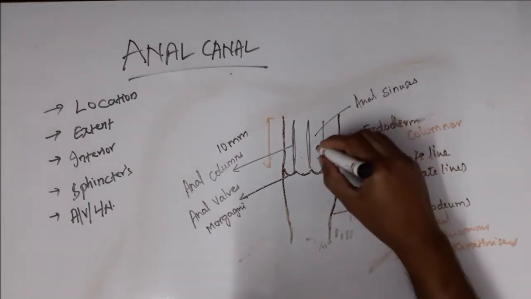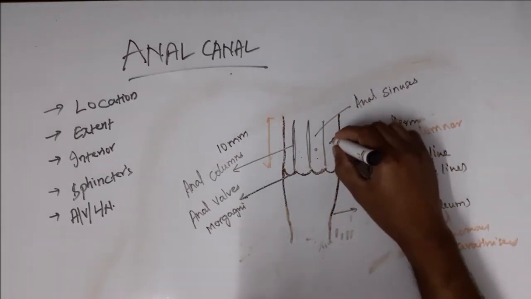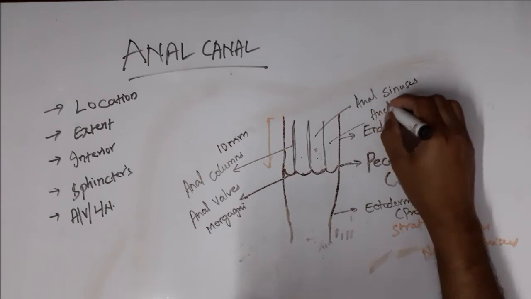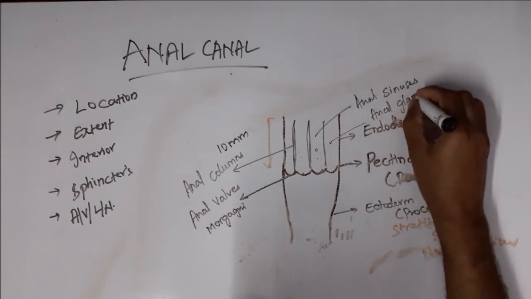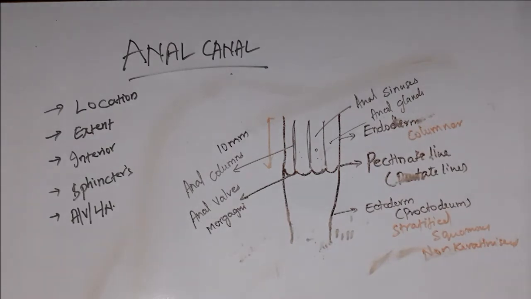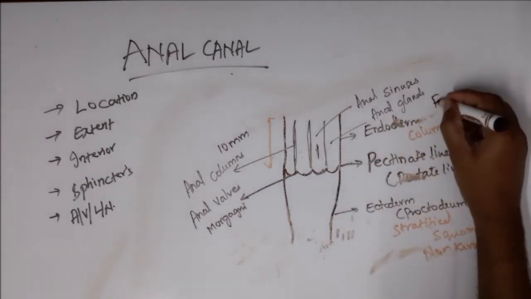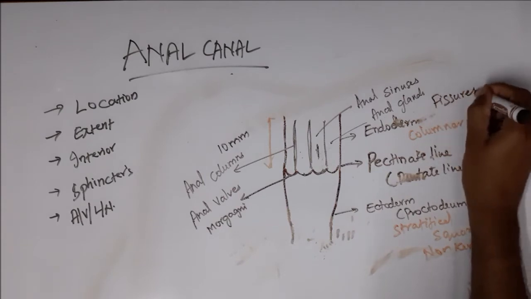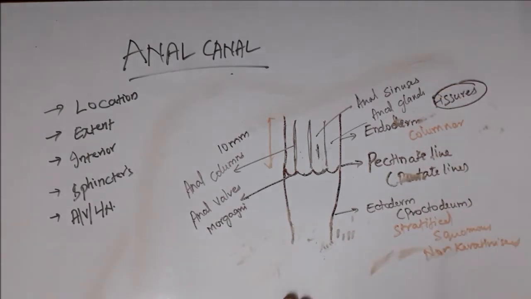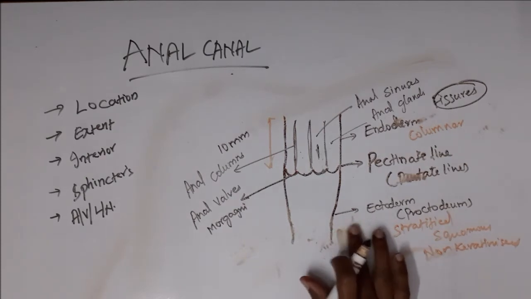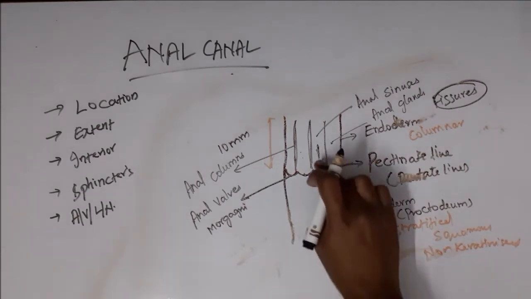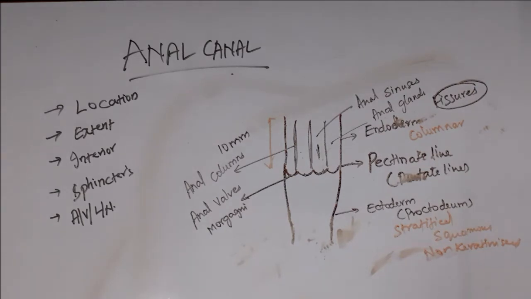Into these anal sinuses there are openings of anal glands. Sometimes there is a problem in these anal sinuses that leads to fissure. Anal fissures are related with these anal sinuses. If you see the applied aspect, anal fissures are concerned with these anal sinuses. So that is regarding the upper part of the anal canal.